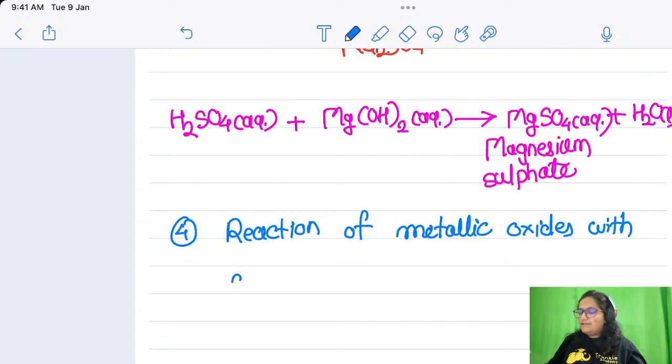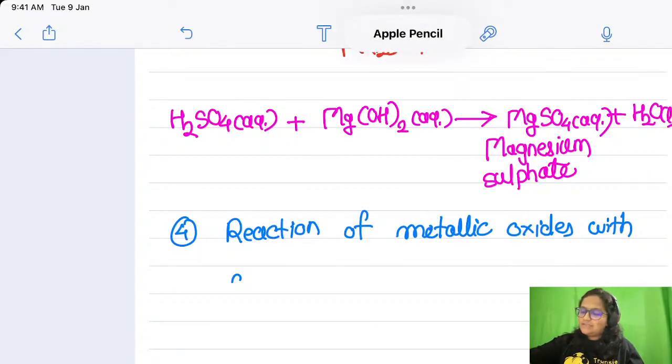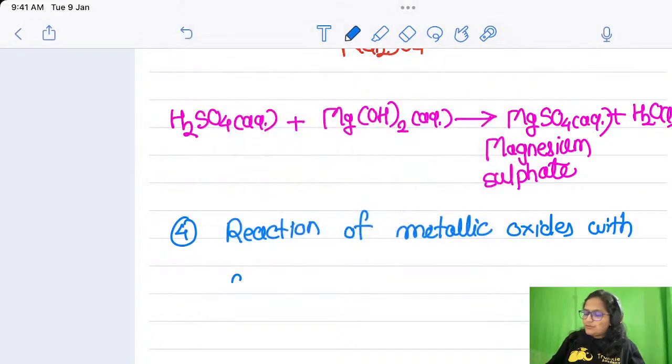Now here, why are we going to perform the reaction of metallic oxide with acid? Because as we know, metal oxides or metallic oxides are basic in nature. They are usually basic in nature. There are some exceptions, but we are not going to use those exceptional examples here. So this is the reaction of metallic oxide with the acids. Let us see how this reaction is.